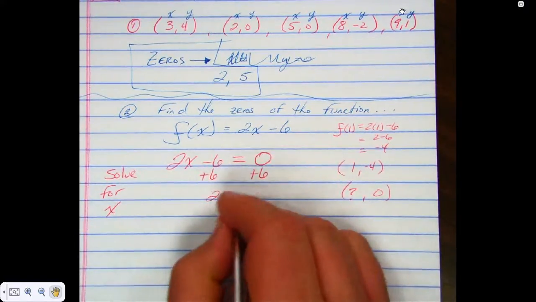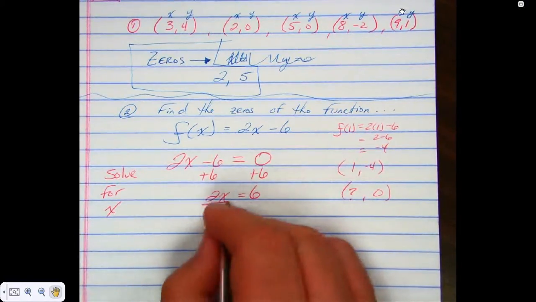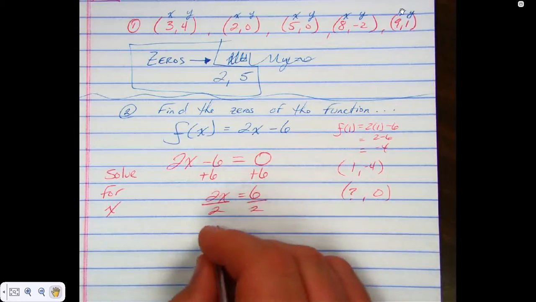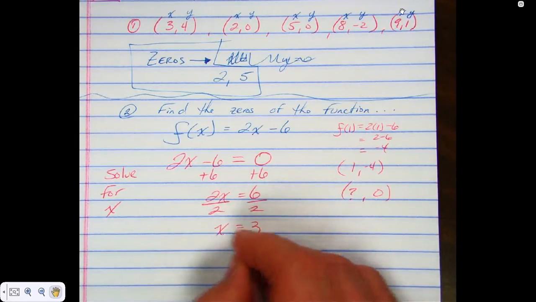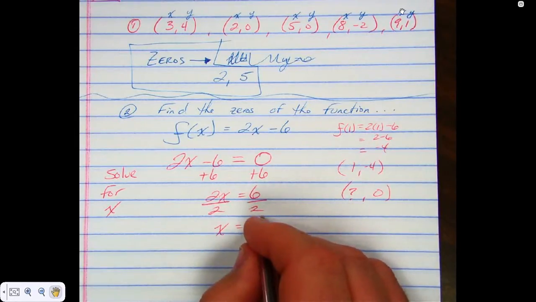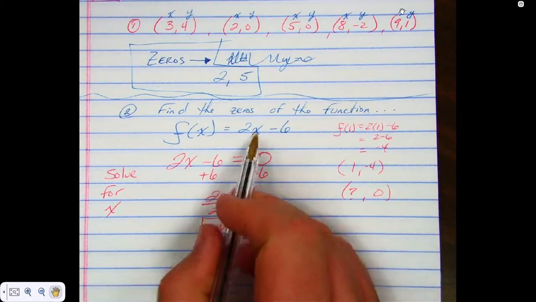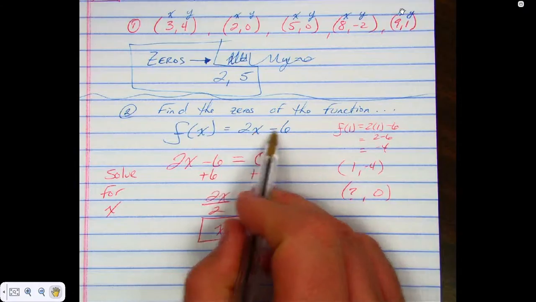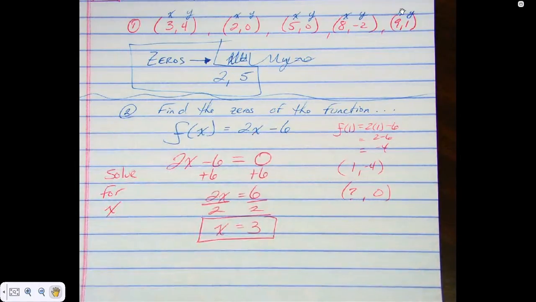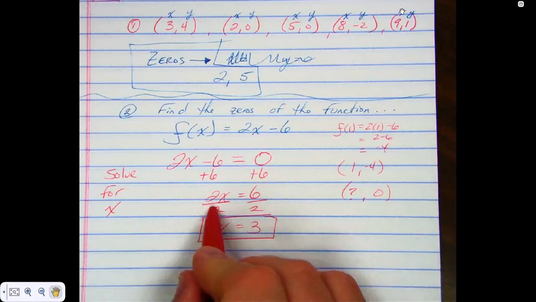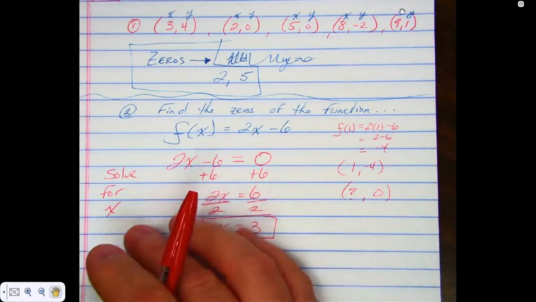I'd get 2x is equal to 6. What would I do now? x is equal to what? So what are the zeros of the function? 3. Because look, you put 3 in, 3 times 2 is 6, minus 6 is 0. So is there just going to be 1 zero on those? When it's like this, and I'm getting ready to do an example where there's actually 2 zeros.